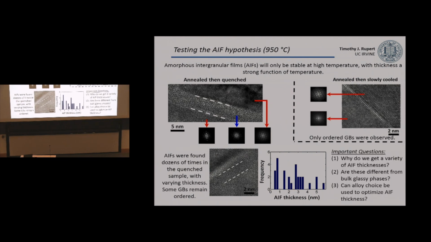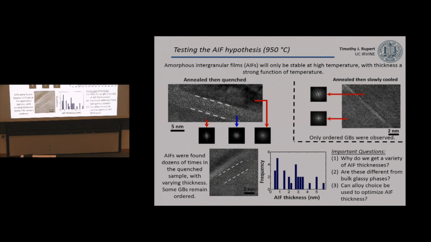Now, this isn't where this ended, and I'm not going to go through all of these, but we were left with a number of questions. We wanted to know why we got a variety of thicknesses of these films. We wanted to know how these were different from bulk glassy phases. And if we wanted to optimize this effect, maybe get thicker films or have them happen at a lower temperature, how could we change our alloy composition? And these are three places where atomistic modeling was incredibly helpful.